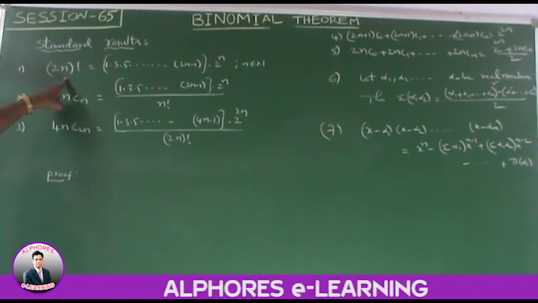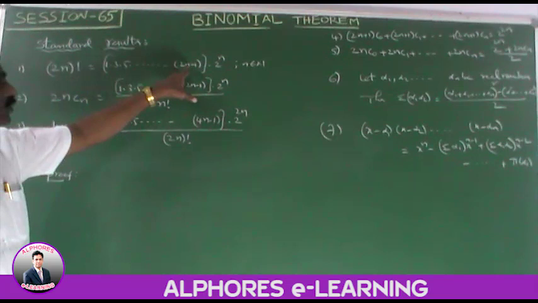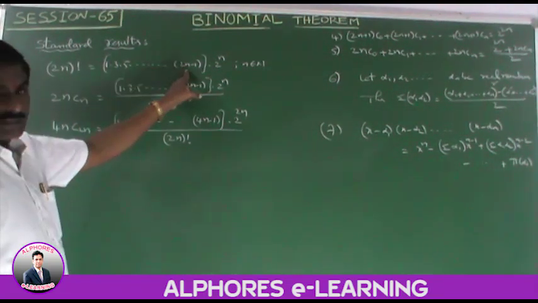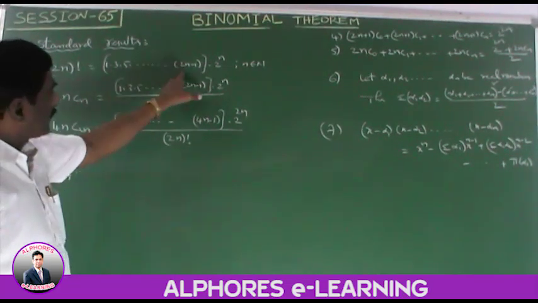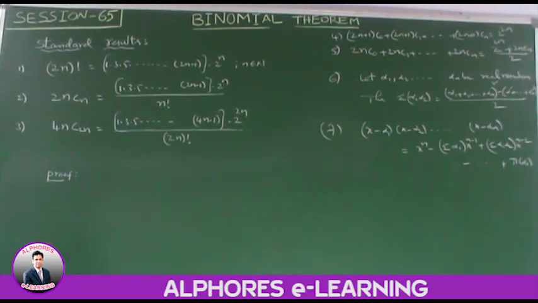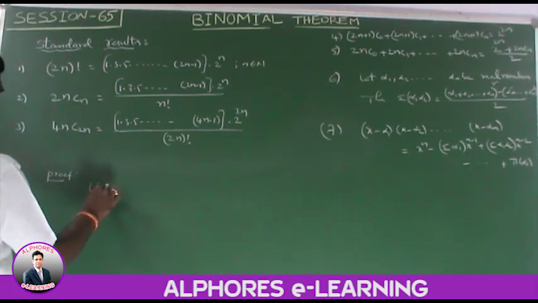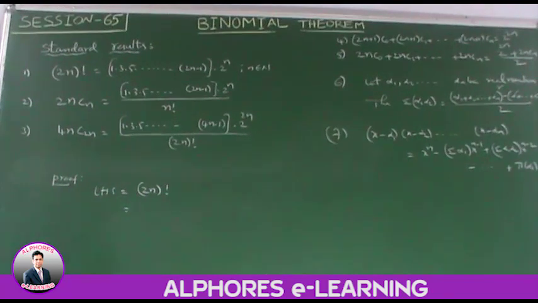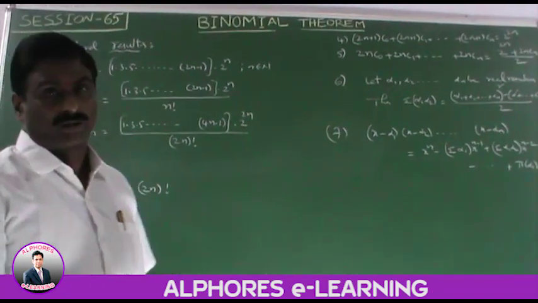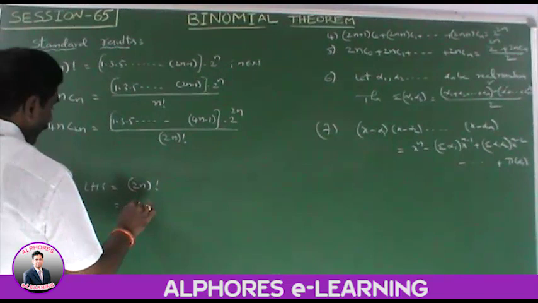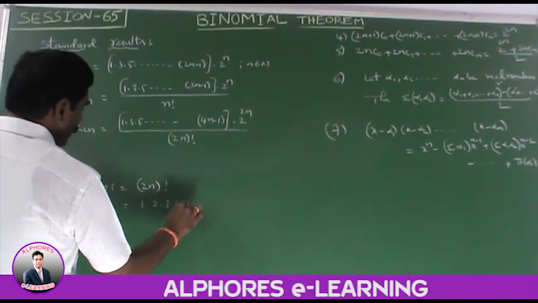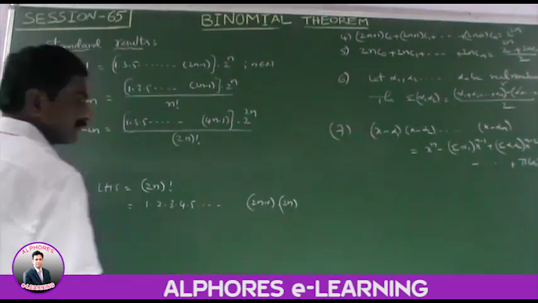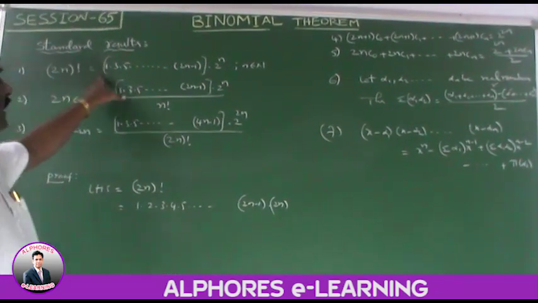Here (2n)! is equal to 1 into 3 into 5 into so on (2n minus 1) into 2 power n. Please observe these values. These are the odd numbers, product of the odd numbers into 2 power n. LHS is (2n)!. What is the meaning of n factorial? 1 into 2 into 3 into so on up to n. Here (2n)! means 1 into 2 into 3 into 4 into 5 into so on (2n minus 1) into 2n. But in RHS there are only odd terms.